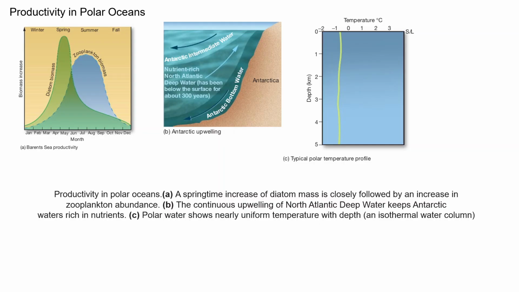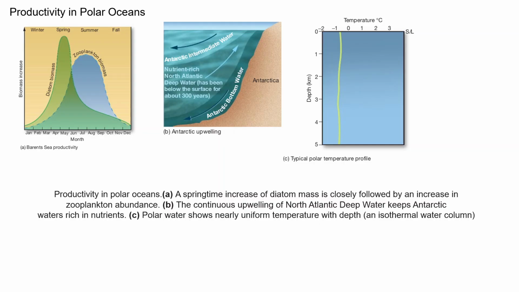In the month of May, when the productivity of diatoms is higher, immediately during late April and May, to eat those phytoplankton, the zooplankton also increases. So you can see that during the spring season, the phytoplankton biomass increases, and during the summer season, the zooplankton biomass increases. And both of these start to fall again during the fall time of the year when the sunlight starts to reduce. This is in the Barents Sea in the Arctic. Look at the second diagram, that is the Antarctic region.